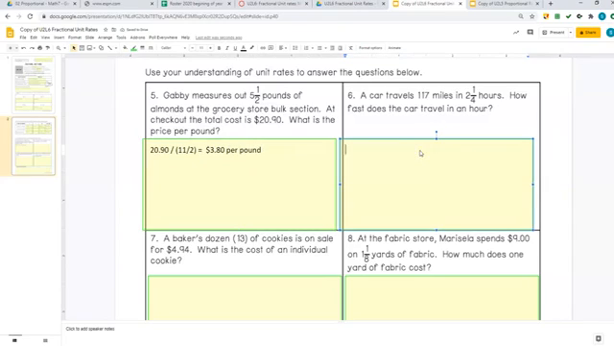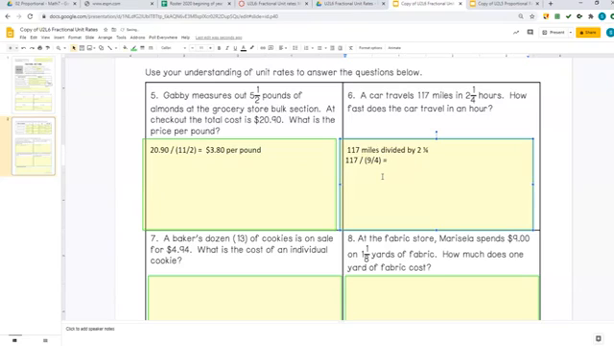Let's take a look at our next one. We want to know how fast does the car travel in an hour. It really should be how far does the car travel in 1 hour, or how fast is the car traveling. So 1 hour, that's going to be our bottom, so we're going to have 117 miles divided by 2 1/4 hours. Let's convert it. So we've got 117 divided by 9/4.